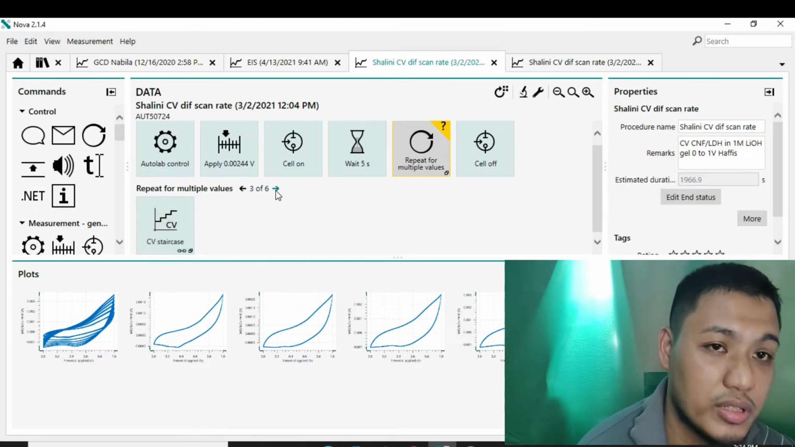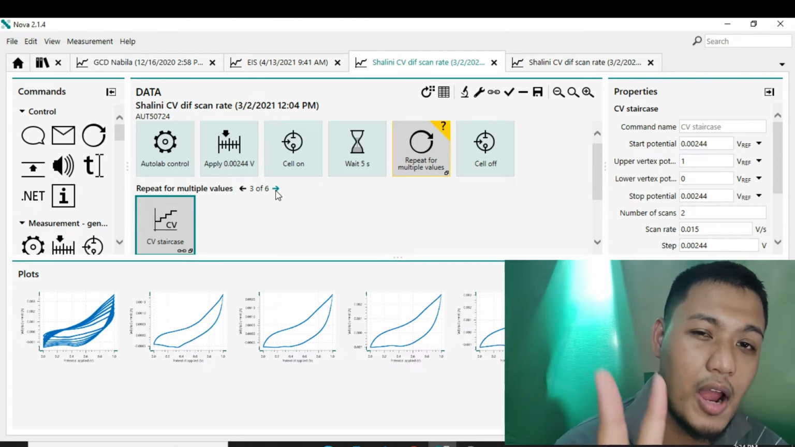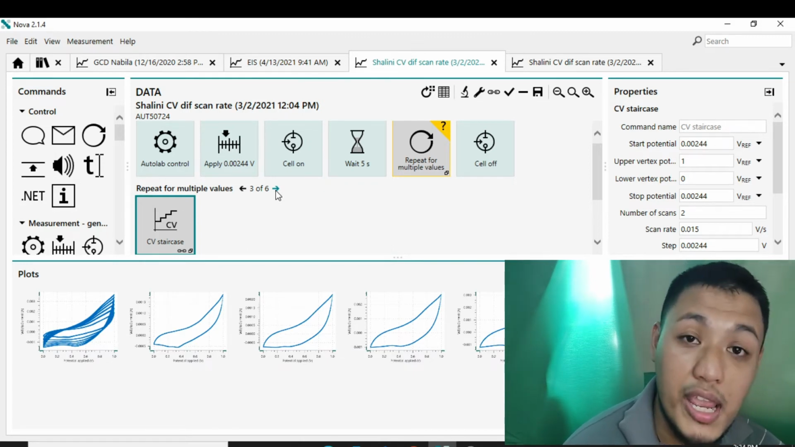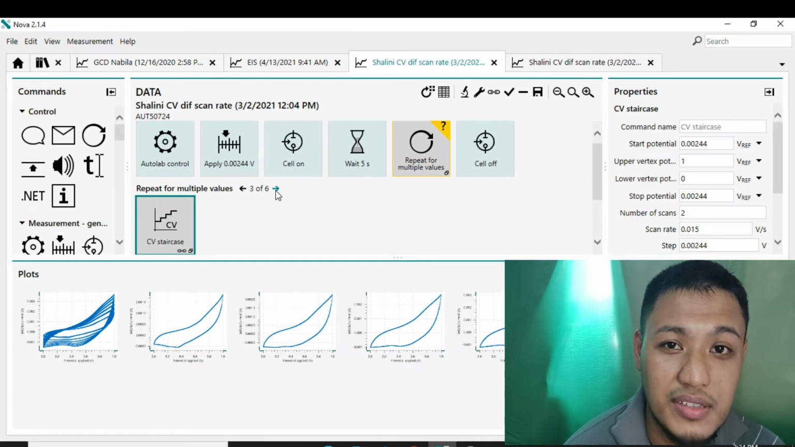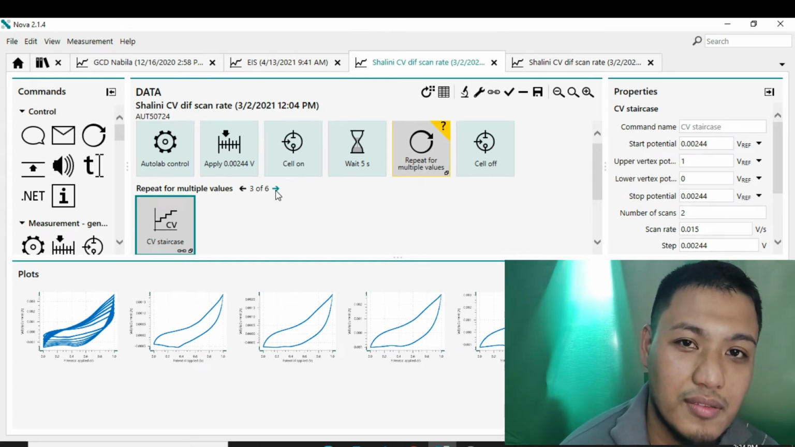It depends whether you want to repeat increasing by 5 or increasing by 10. In my case, I increase at 5, 10, 15, 20, 25, 30 millivolt per second. Why not do until 100 millivolt per second? Because the CV shape does not retain.